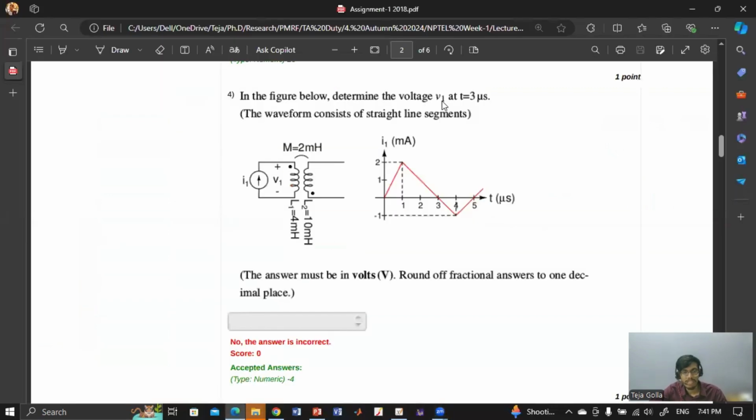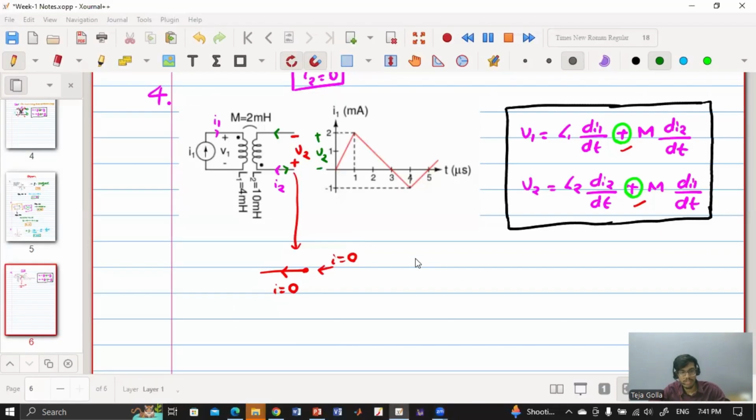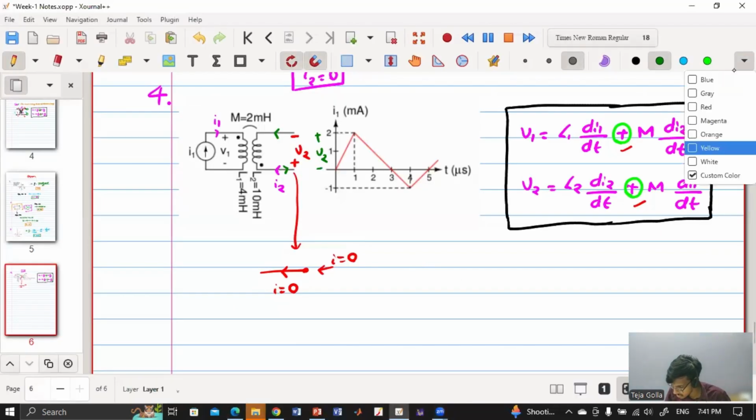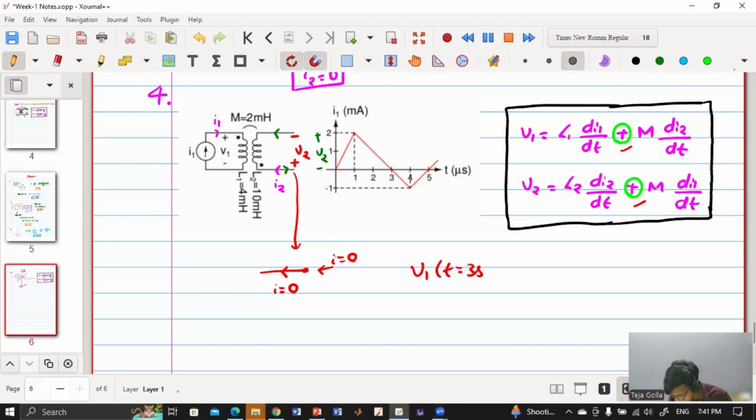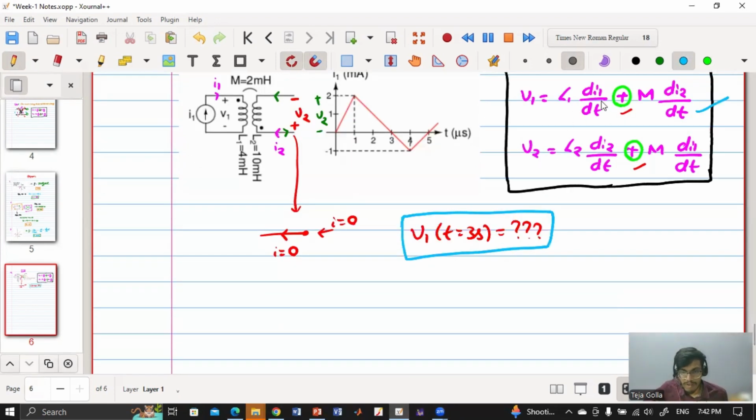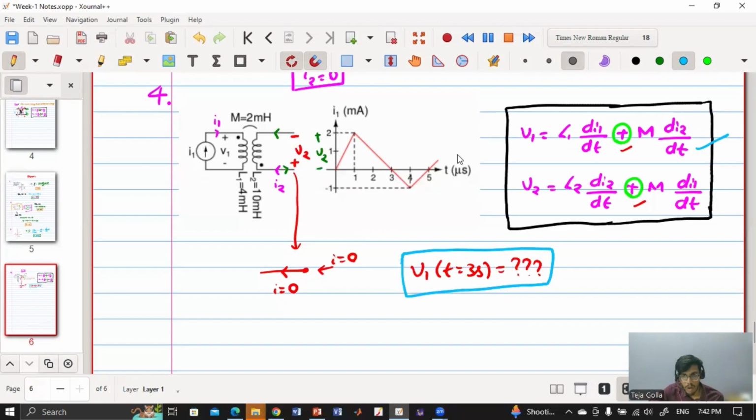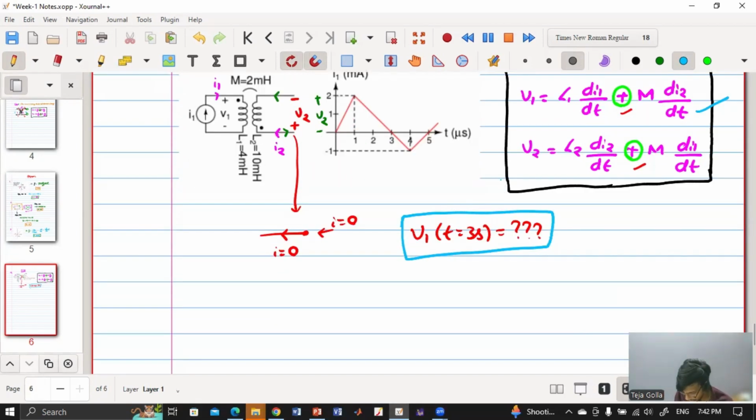In the question, they have asked what is the voltage V1 at t equals 3 seconds. So what is this value? In order to know V1, which equation will I use? I will use this equation: V1 equals L1 di1 by dt plus M into di2 by dt. However, I2 is 0. So I will have V1 equals L1 into di1 by dt.